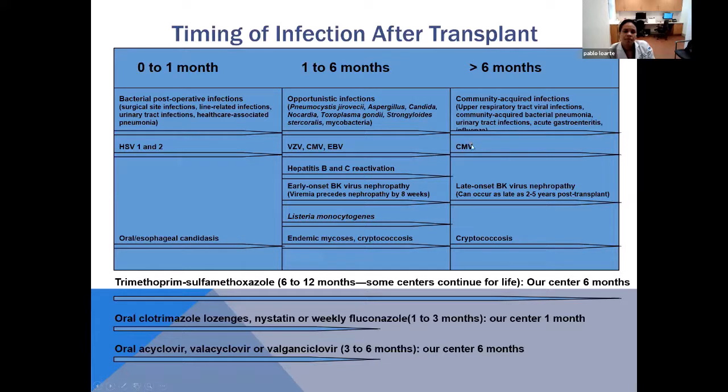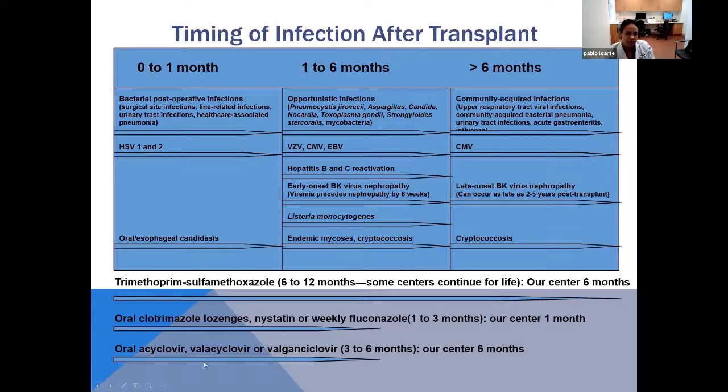You may see CMV viremia after 6 months, and that's because the CMV prophylaxis is usually for the first 6 months, and then we discontinue it. So this is a time when the patient, especially if they're high risk for CMV, may reactivate once we discontinue the prophylaxis, the Valcyte. You may see late onset BK virus nephropathy after 6 months, and you may observe cryptococcosis.